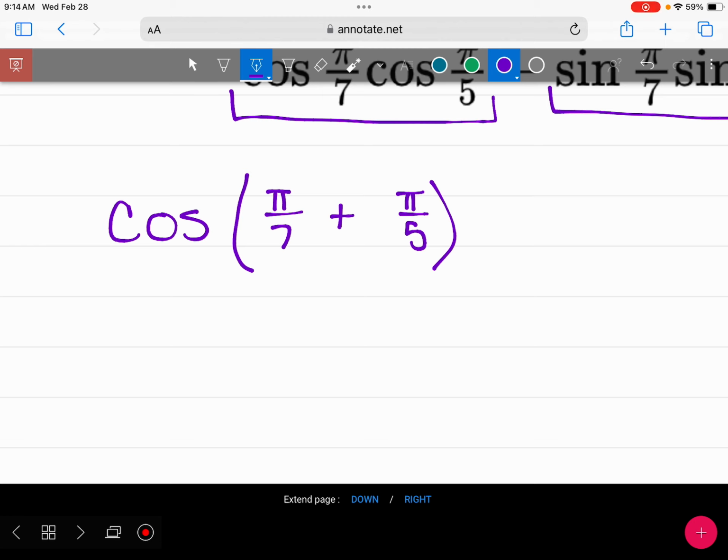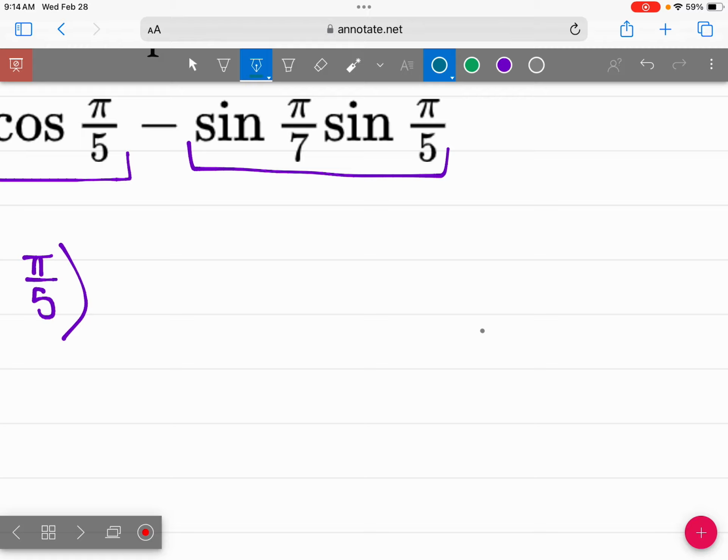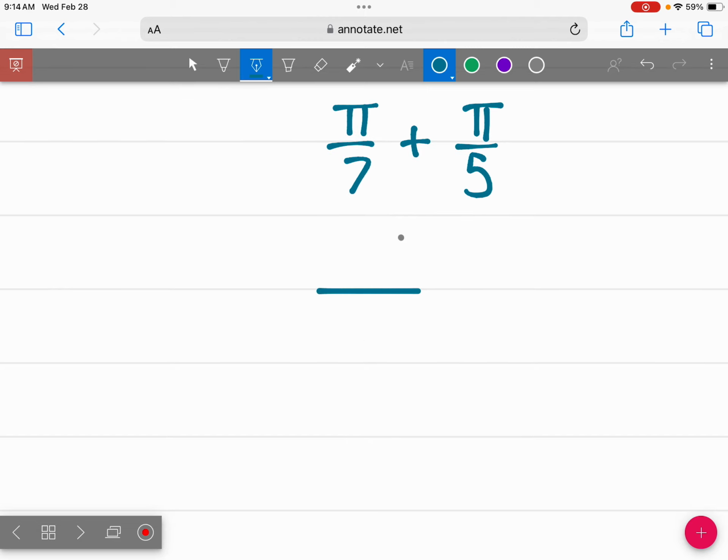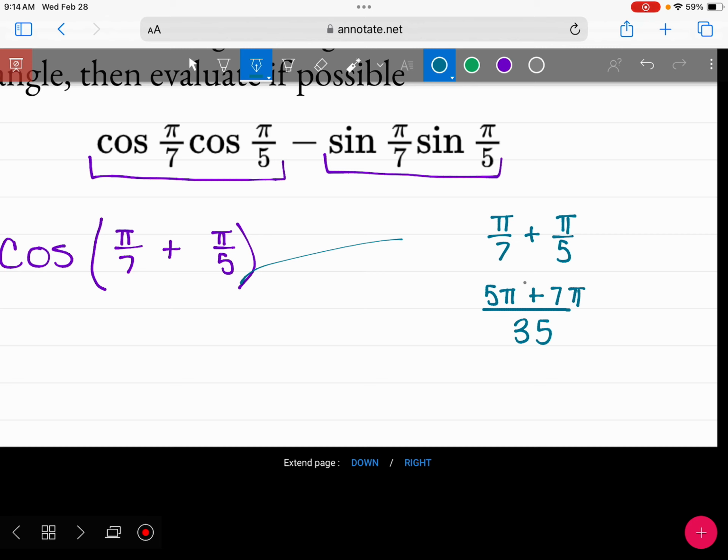All right, let's simplify this. I need this to be one angle. So what is pi over 7 plus pi over 5? So I'm going to take a little side step over here. We're going to get those to a common denominator of what? What's their common denominator? 35. So we're going to wind up with 5 pi plus 7 pi over 35. So what's our angle? We have 12 pi over 35.